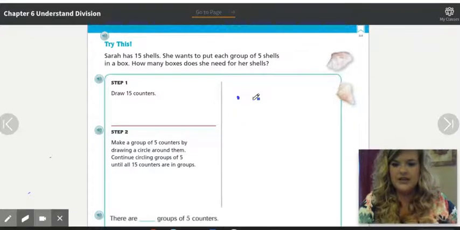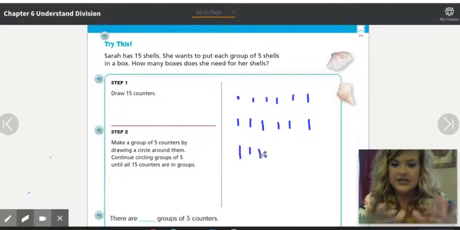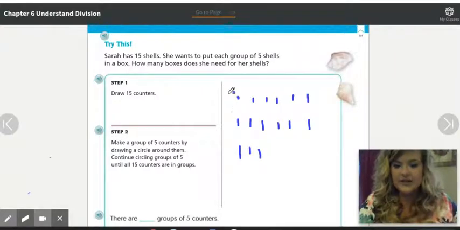So there's 1, 2, 3, 4, 5, 6, 7, 8, 9, 10, 11, 12, 13, 14, and 15. I have deliberately put these in kind of random orders because I don't want to give the answer away. It told me that she wants to put them in groups of 5s. So I need to go over here and I need to count.